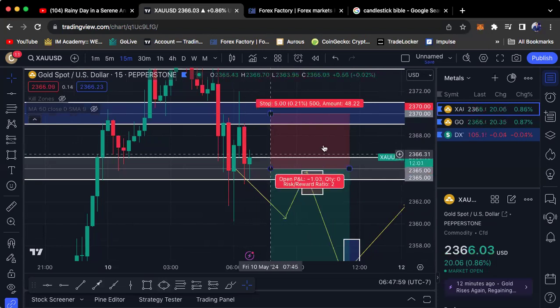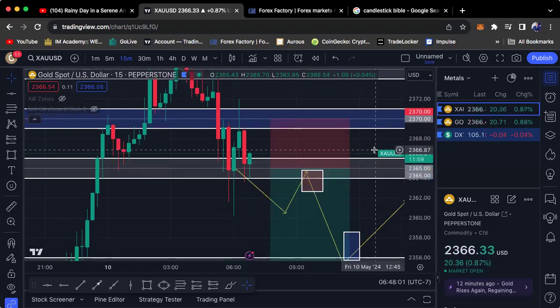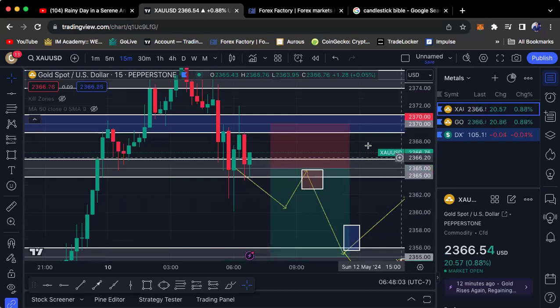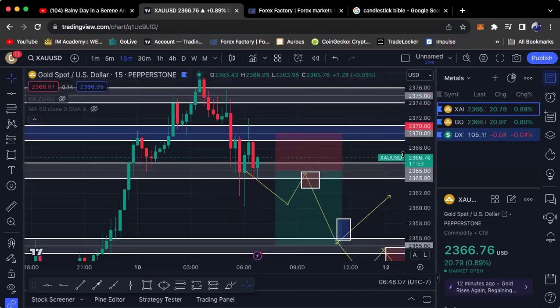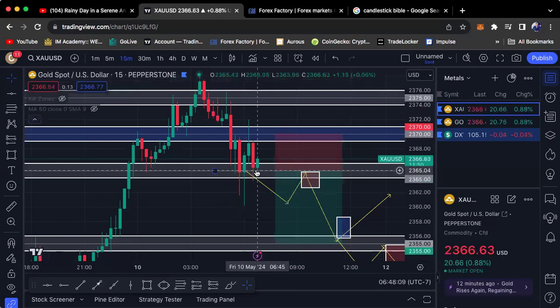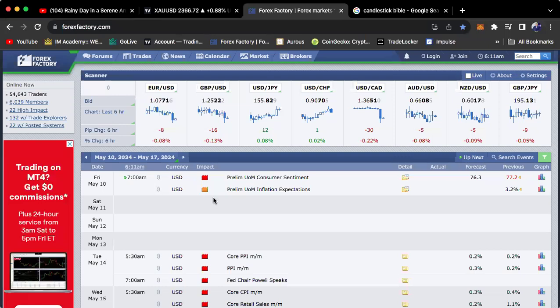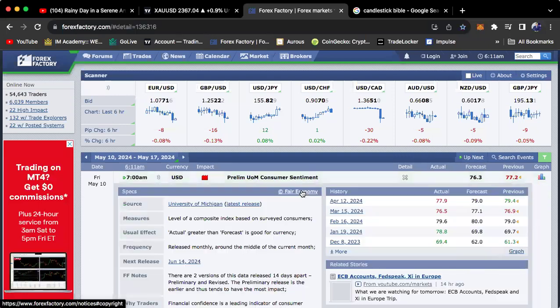There's news coming out in less than 12 minutes. So I'll wait until news hits before I take my trade. I'll wait after news. I don't want to take any trades right now because I know news is happening, right? So I'm going to be mindful of that as well. You see, in less than 12 minutes, we have news. We have the prelim consumer sentiment.